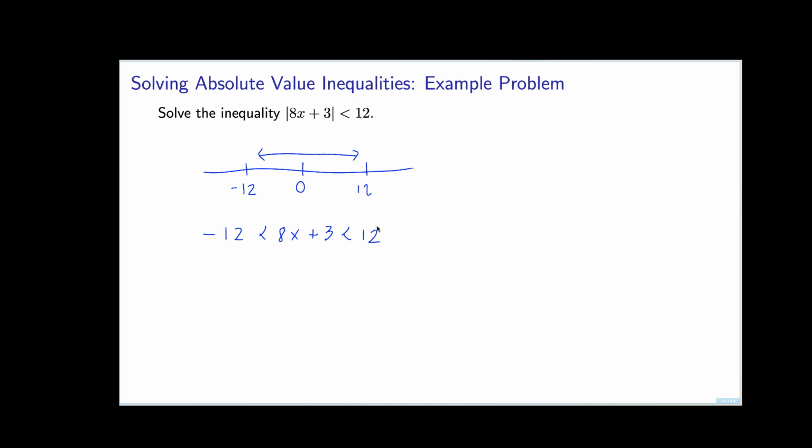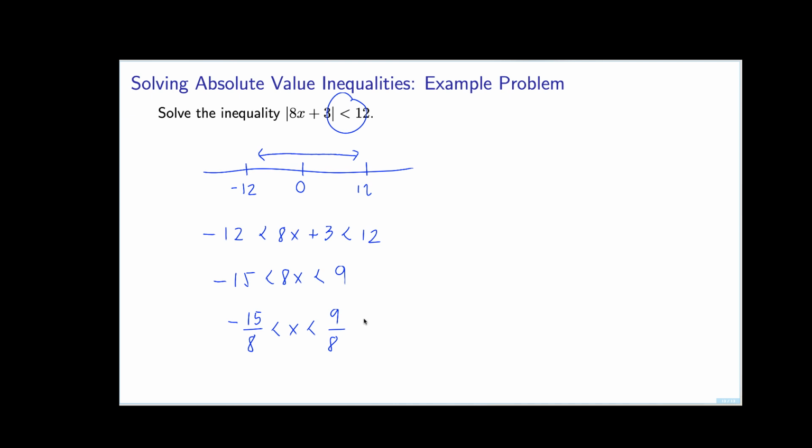Notice that I'm using strict less than symbols rather than less than or equal to. I'm not including the endpoints because our given inequality was of that form. I'll now subtract 3 from all sides of our inequality. So I get minus 15 less than 8x less than 12 minus 3 gives us 9. The next thing I'll do is divide all sides of our inequality by 8. Notice that the number 8 is positive so that the signs of our inequalities do not change. So I get negative 15 over 8 less than x less than 9 over 8.